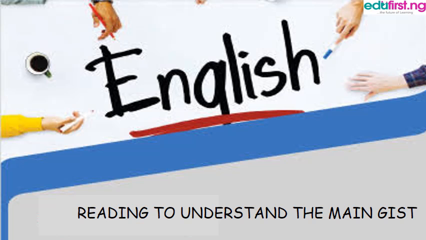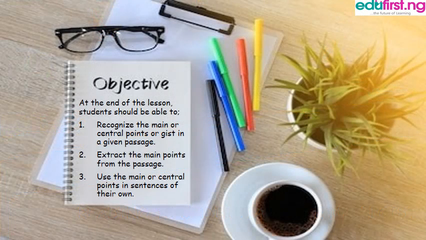Today's lesson is on reading to understand the main gist. At the end of the lesson, you should be able to recognize the main or central points or gist in a given passage, extract the main point from the passage, and use the main or central points in sentences of your own.